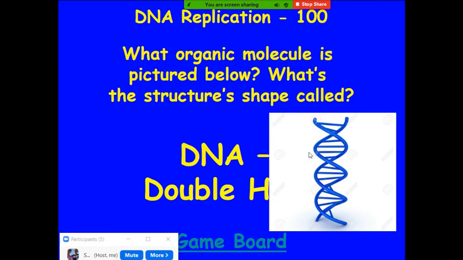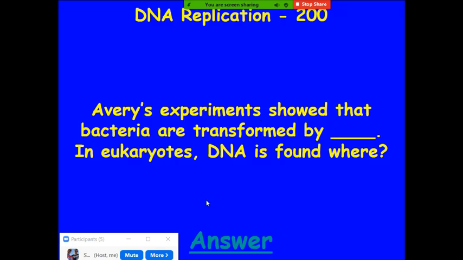That is DNA, and we call that the double helix. Avery's experiments showed that bacteria are transformed by blank. Remember, Griffith's experiments led Avery to do different things with this molecule to figure out which one does the transforming. In eukaryotes, where do we find the DNA? Where do we find the chromosomes in eukaryotes? We are eukaryotes. Complex organisms are eukaryotes.